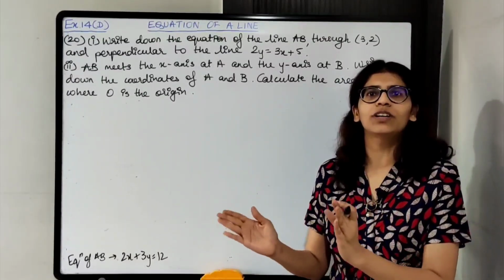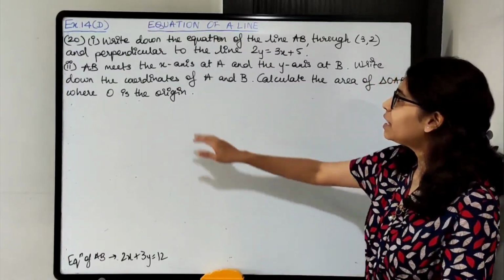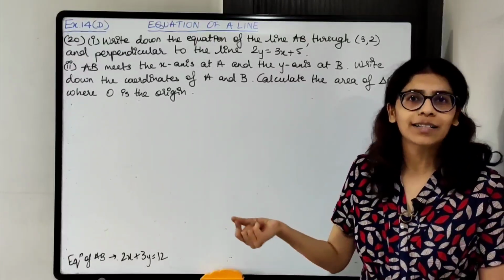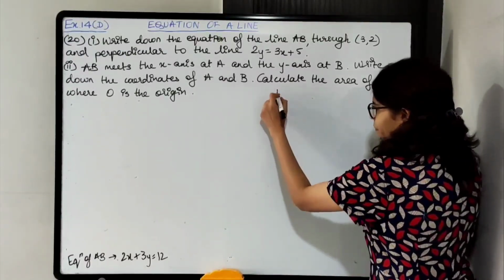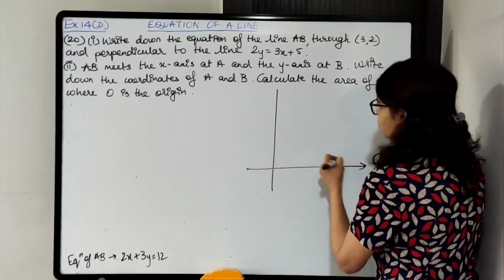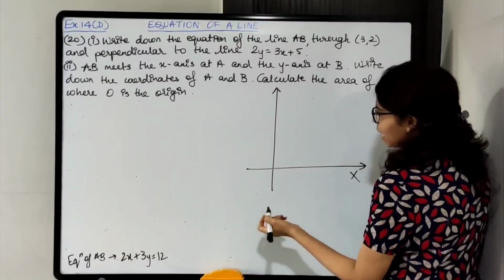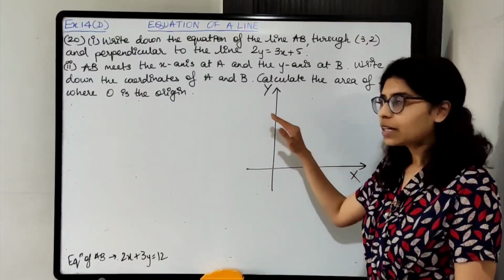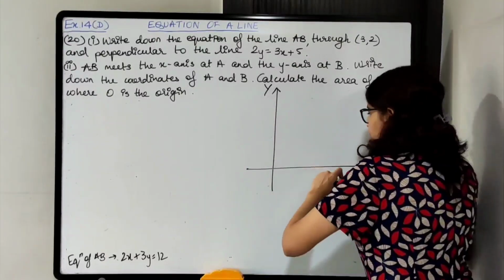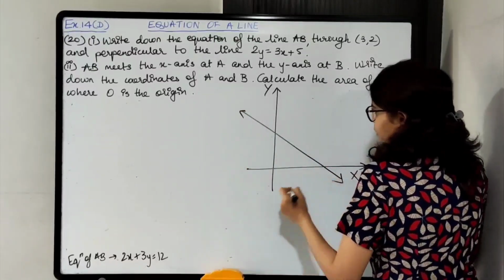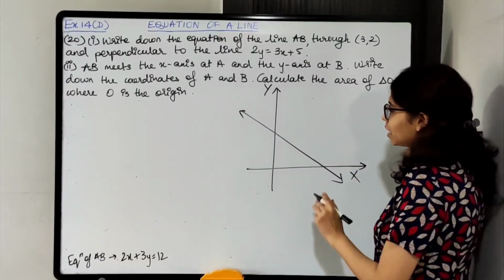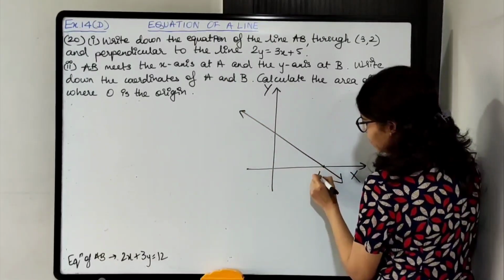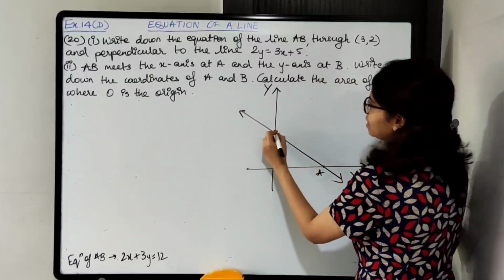AB का ही बात हो रहा है. AB is meeting x-axis at some point and y-axis at some point. It is cutting both the axes. So, draw the axis first. X-axis है, y-axis है. Now, AB is cutting both the axes. So, it will be like this. Okay. It is cutting x-axis at A. So, A पे कट कर रहा है and y-axis at B.